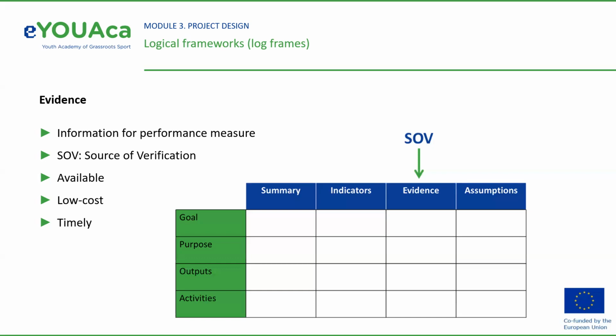If the evidence is not available at low cost at the right time, the indicator should be changed to one which can measure more effectively.